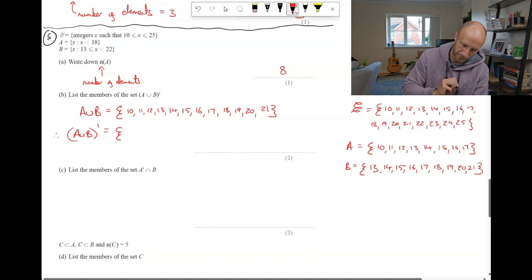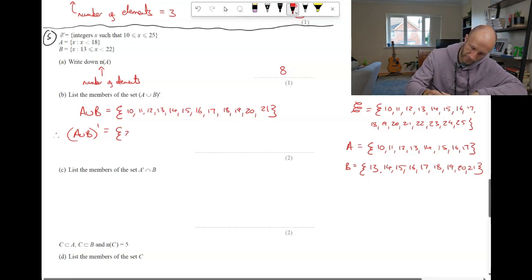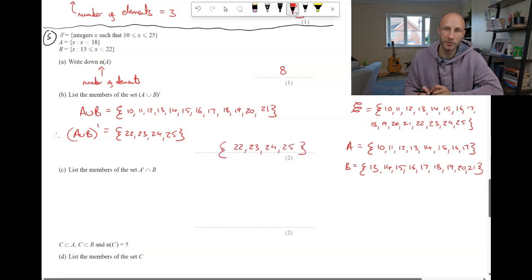So I'm going to take all the things that are not in there. So we're going from 10 to 25 on the universal set, but we can't have 10 to 21 effectively. So that just leaves us with 22, 23, 24, and 25. That's the complement of A union B.